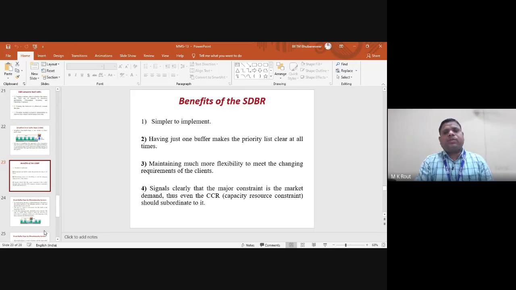Then the benefits of simplified drum buffer rope: it is simpler to implement, having just one buffer makes the priority list clear at all times, and it maintains much more flexibility to meet the changing requirements of the client. The fourth one signals clearly that the major constraint is the market demand, so even the capacity resource constraint should be subordinate to it. So these are the basic benefits.